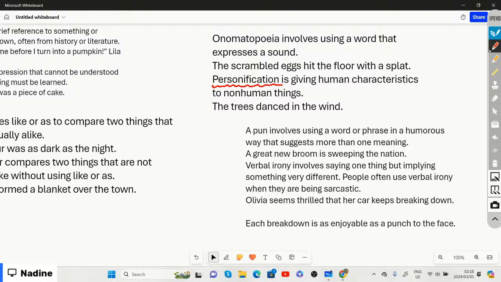So if it dances in the wind, then what does that mean? Maybe let's think of a season. What season do you think we are in when trees are dancing in the wind? Is it the summer season where the trees are dancing in the wind? Spring, autumn, or winter?